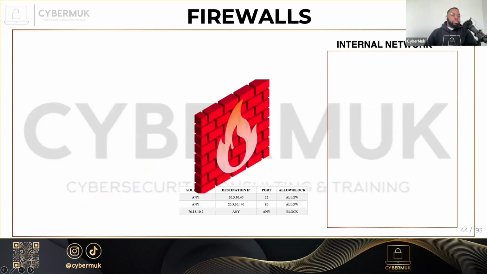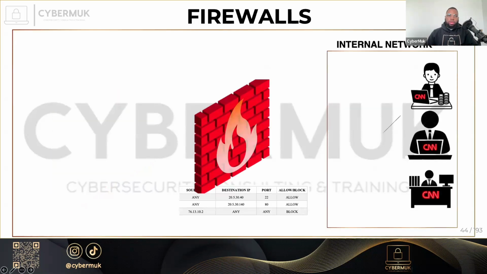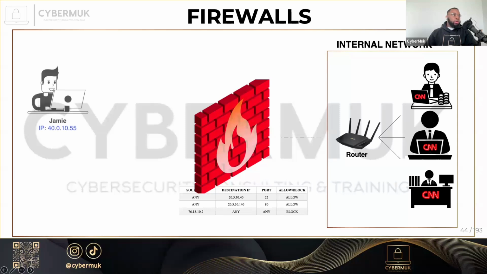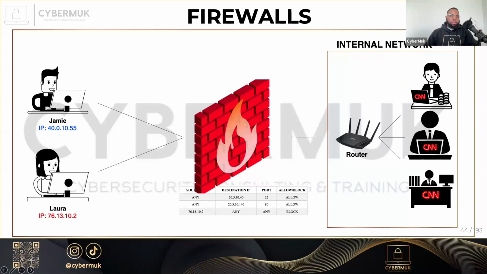Here you have an illustration that shows how firewalls work. Imagine you have the internal network here, multiple users connected to a router and connected to the firewall. What happens when Jamie here tries to connect to the firewall, or when Laura connects to the firewall? There are two different colors: Jamie blue, Laura red, good communication blue, bad communication red. If you take a look at the firewall table at the bottom, you will see that Laura's IP address is blocked by the firewall. Meanwhile, Jamie's IP address should normally go through because it's not specified in here.